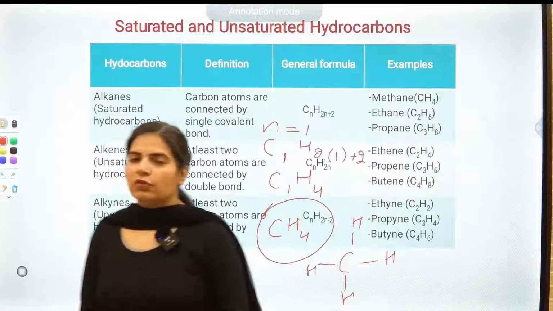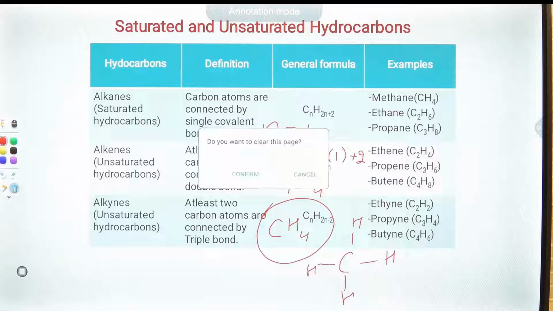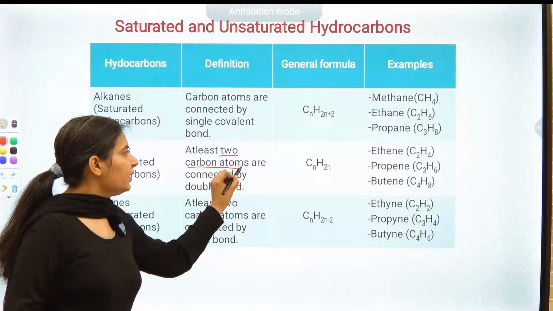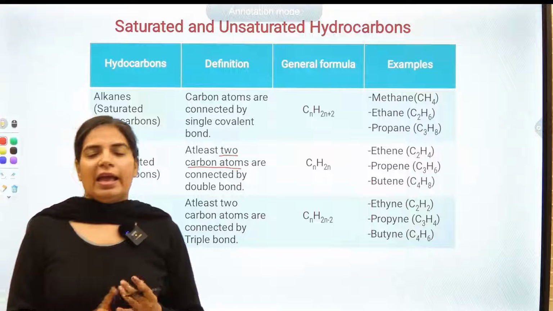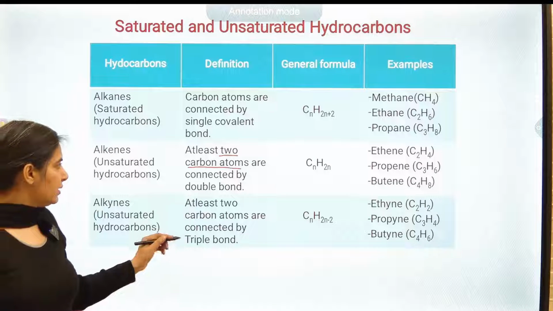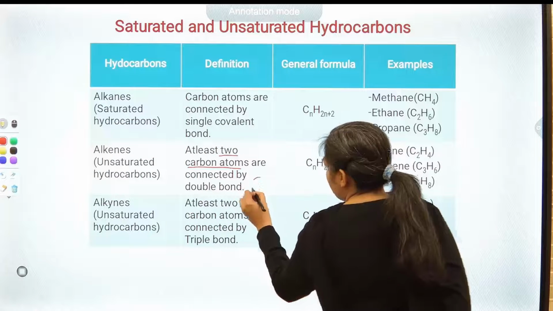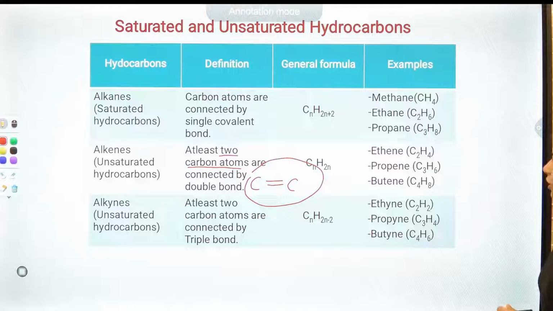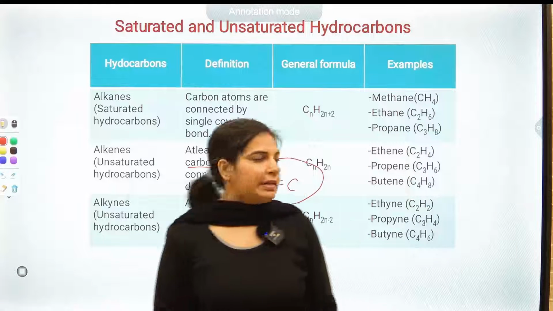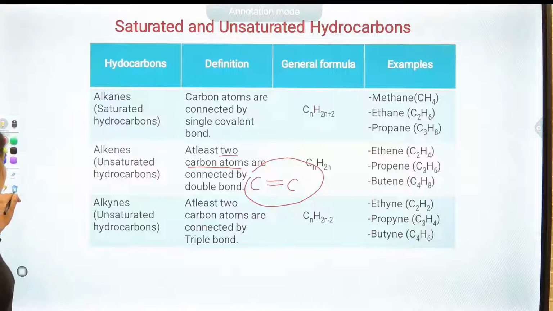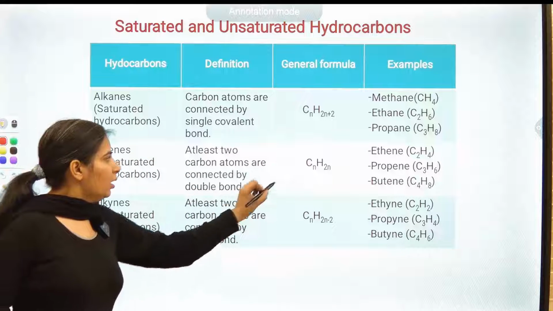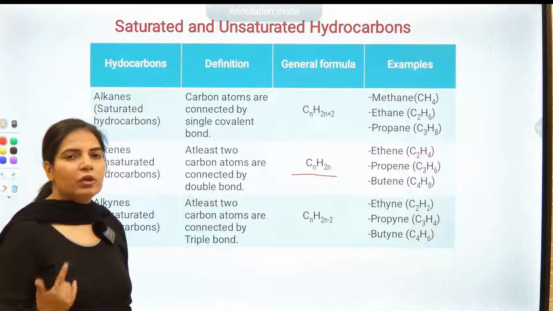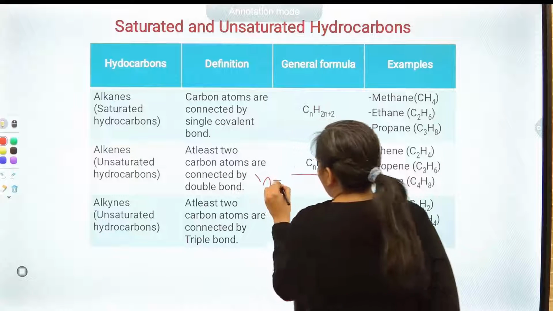The next case is of alkene. In case of alkene, there are at least 2 carbon atoms, and they have a carbon-carbon double bond. The general formula of alkene is CnH2n. Now again consider the value of n. Say I am considering the value of n is 2.